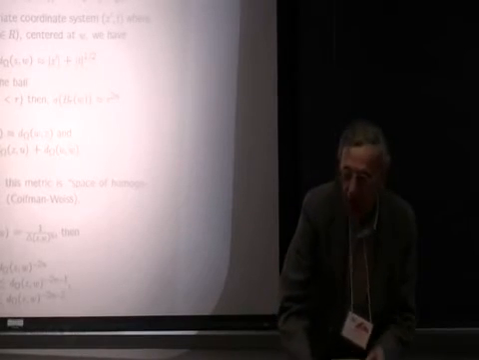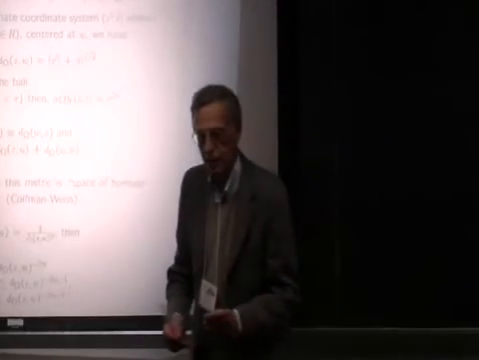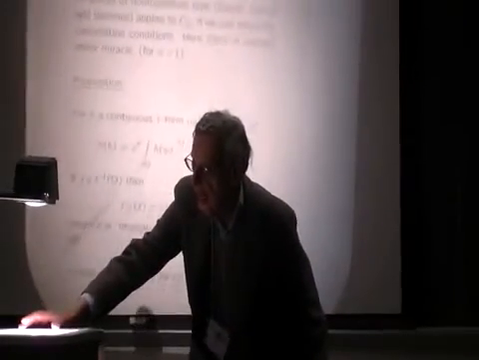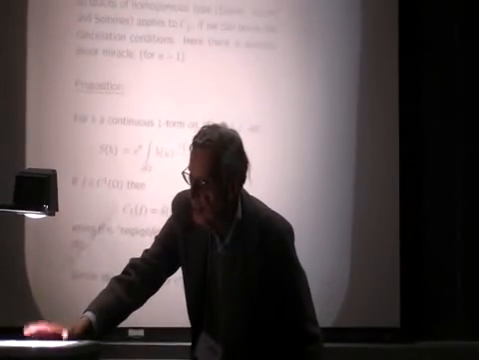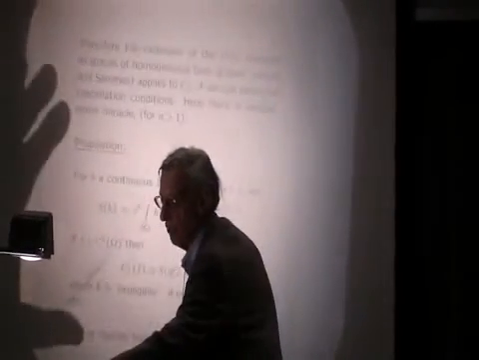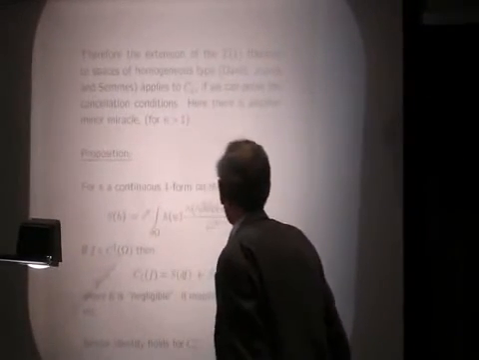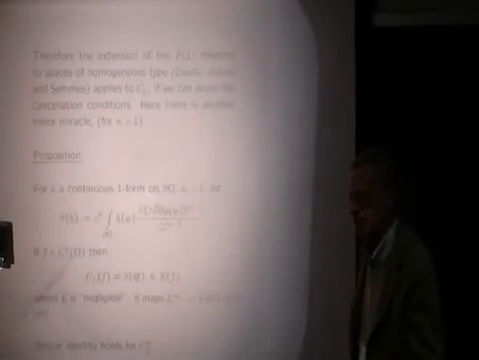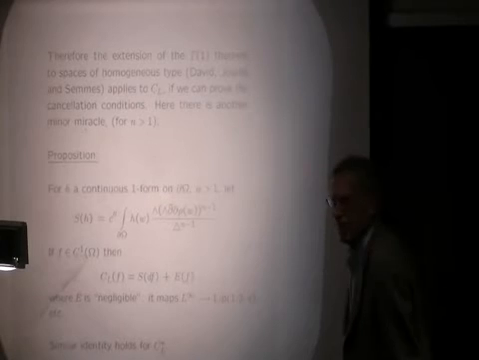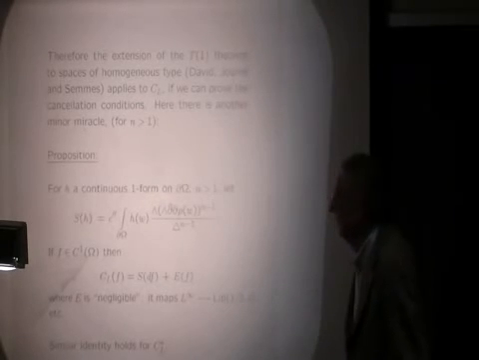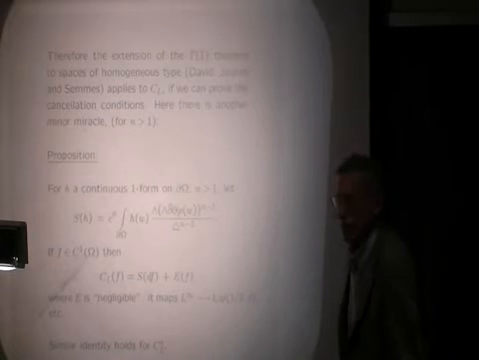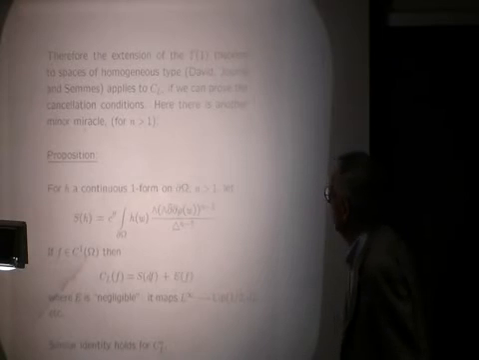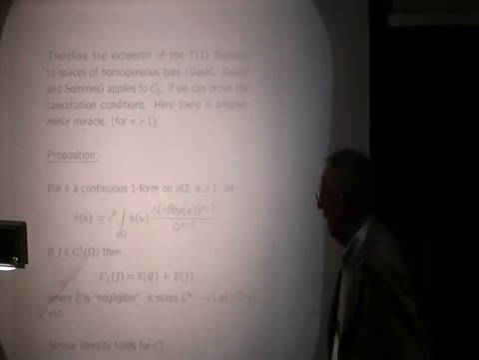And now let me just finish by showing you that part. So I'm going over lots of things very quickly, and hopefully this will make sense. I'm saying that the extension of the T of one theorem to spaces of homogeneous type is not such a difficult, a little complicated thing, but that was also carried out by Coifman and Weiss. We can apply it to our Cauchy integral if we can do the cancellation property.